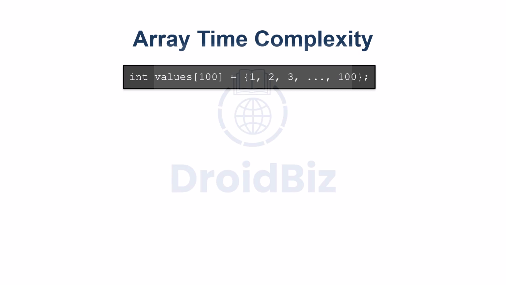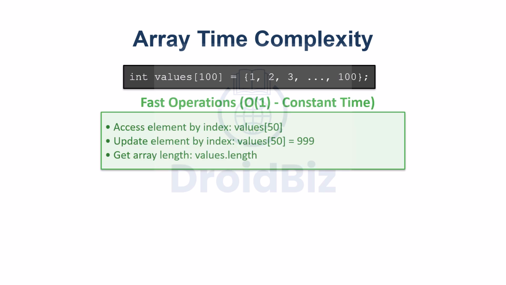Understanding time complexity is very important when building efficient applications. Let's see how fast different array operations are. Consider this example. Int values with 100 elements, containing the numbers 1, 2, 3, all the way up to 100. Some array operations are extremely fast. We call these constant time operations, or big O of 1 operations. The fast operations include accessing an element by index, like values at index 50.